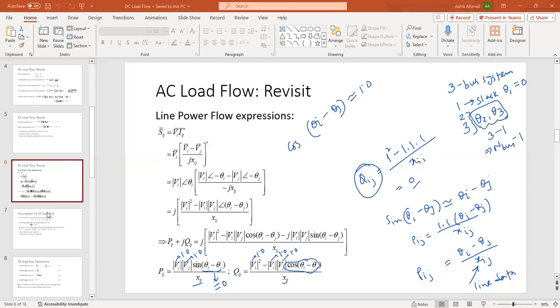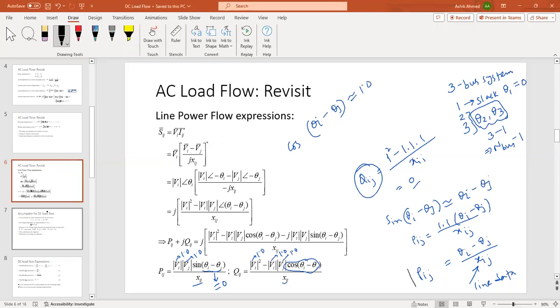So you see that the line flows, basically the real power flows, are functions of theta. Once we know theta, we can find out Pij. So theta are the unknowns.